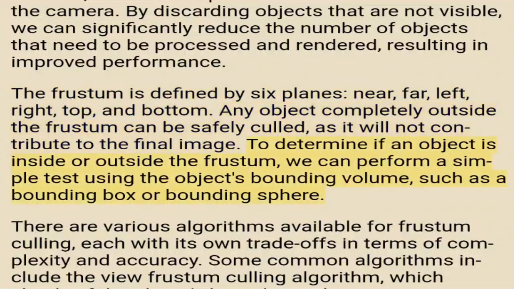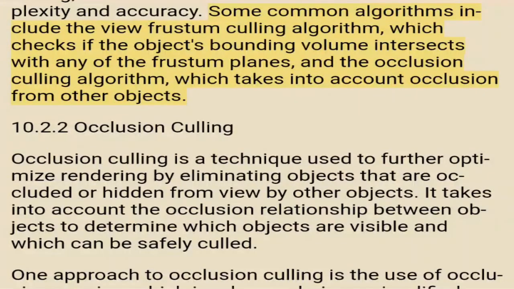To determine if an object is inside or outside the frustum, we can perform a simple test using the object's bounding volume, such as a bounding box or bounding sphere. There are various algorithms available for frustum culling, each with its own trade-offs in terms of complexity and accuracy. Some common algorithms include the view frustum culling algorithm, which checks if the object's bounding volume intersects with any of the frustum planes, and the occlusion culling algorithm, which takes into account occlusion from other objects.